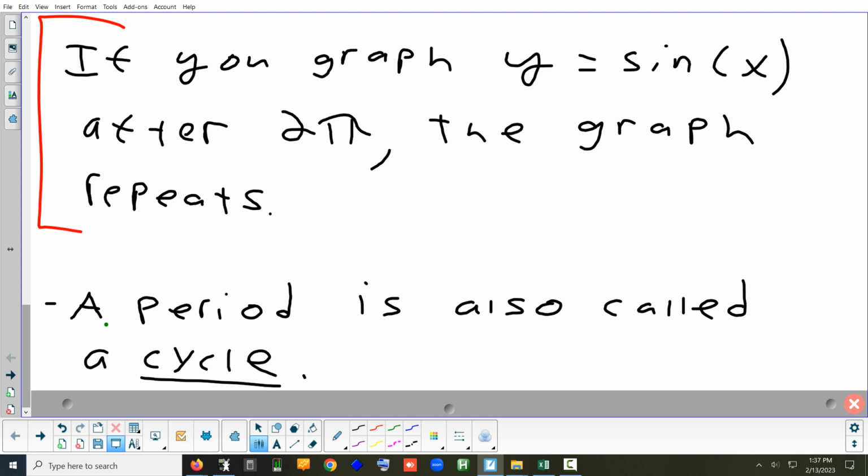Cycle is used quite a bit as a term in other areas. For example, in electricity, there's something that's measured in cycles per second. Cycles per second measures what we call the frequency. Hertz. Hertz is the frequency of the electricity. Has anybody heard of that before, Hertz?